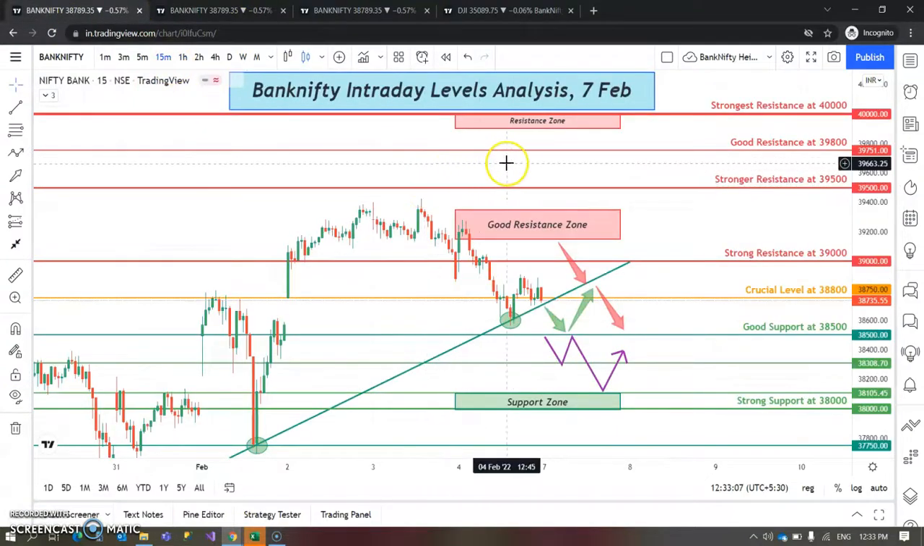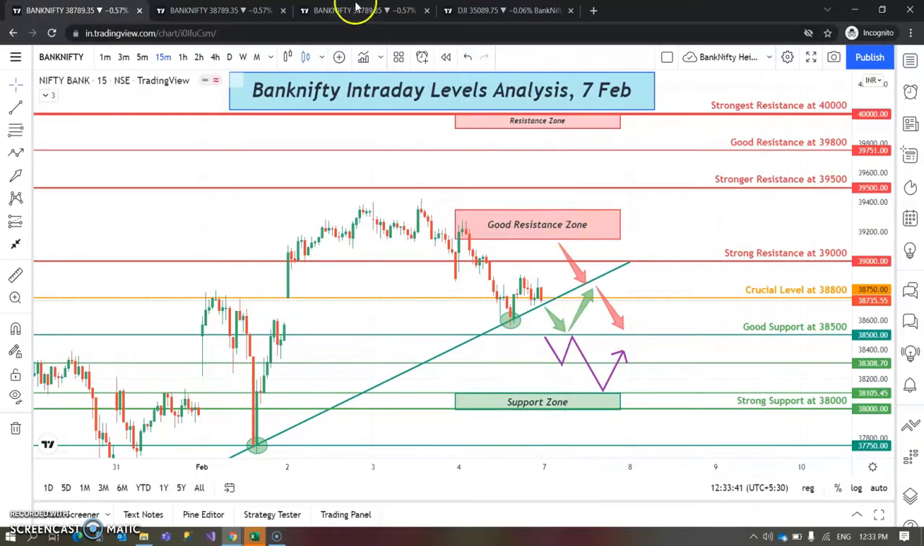Now let us come down to the 15 minutes time frame for intraday. What do we have? At the bottom we have a strong support at the 38,000 level. 38,500 is a good support. Compared to this, if we look at the OI data, we see strong OI at the 38,000 level. 38,800 would be the crucial level from the opening point of view. It may act as a support if the market opens above, and it may act as a resistance if the market opens below. At the top we have strong resistance at 39,000.